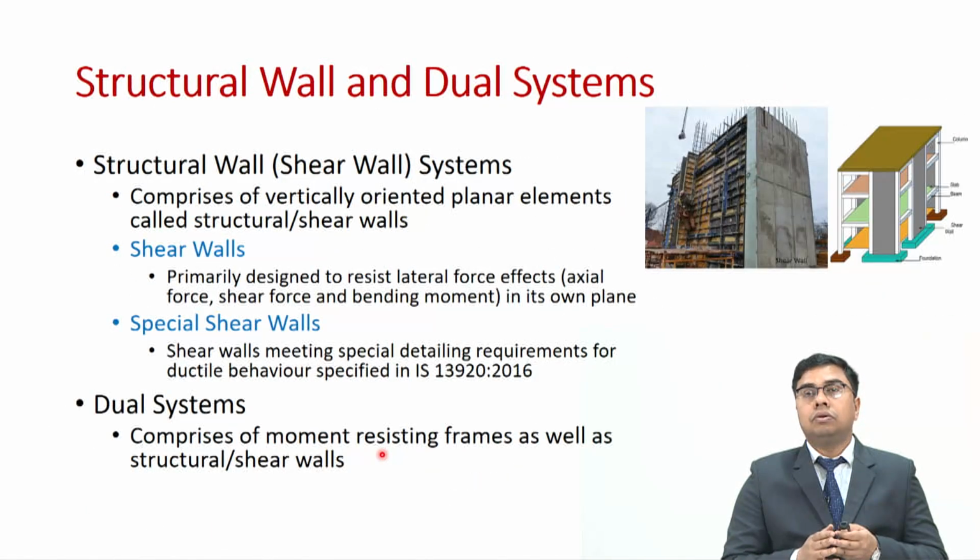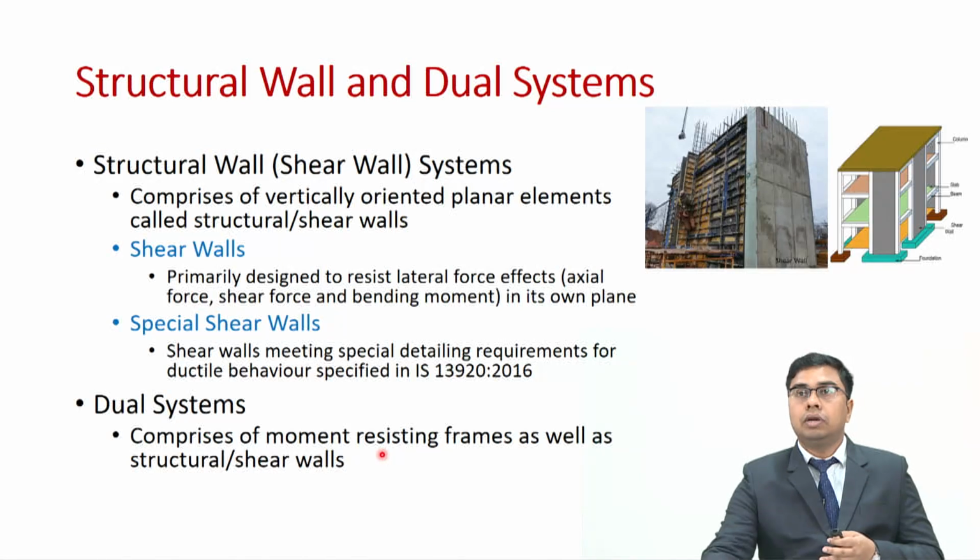Now let us look into structural wall and dual wall systems. So the second prominent type of structural system in case of reinforced concrete building is the structural wall or shear wall system, which comprises of vertically oriented planar elements called structural or shear walls.